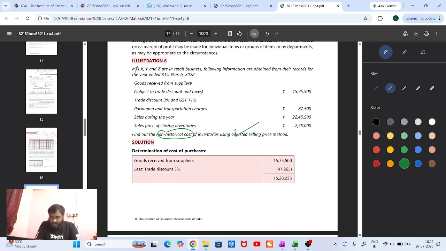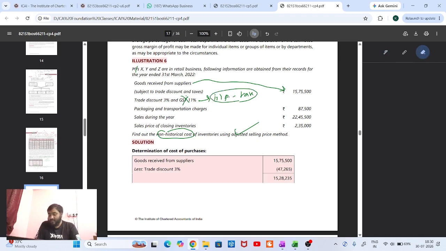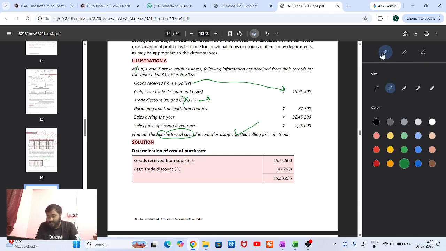So, remember we have calculated totals, like the cost of inventory, goods received from suppliers, subject to discount and taxes. Keep GST aside, because for GST we get input tax credit. ITC means input tax is basically an asset for us, which is why it is not appropriate to add it to the value of inventory here. So 15 lakh 75,500 minus 3% rate discount equals one value.